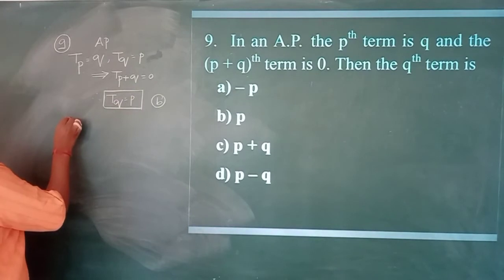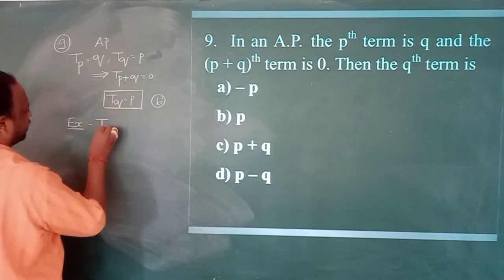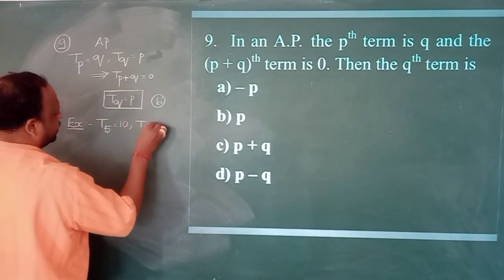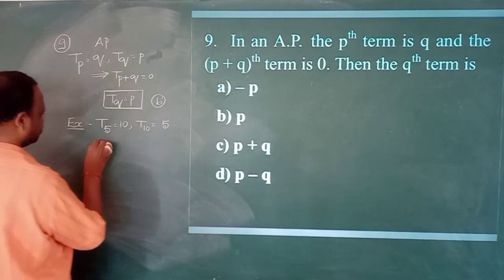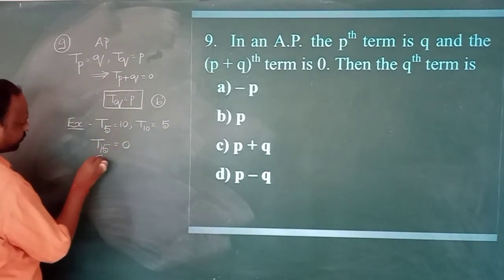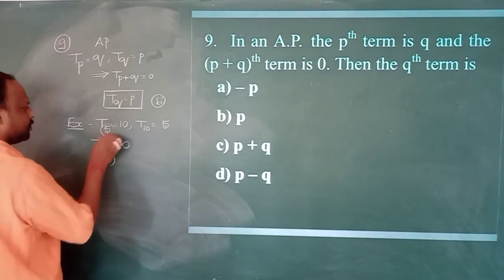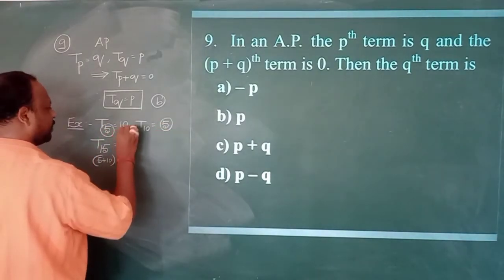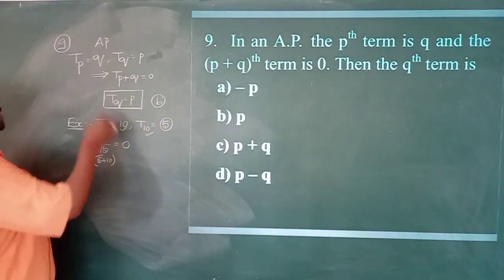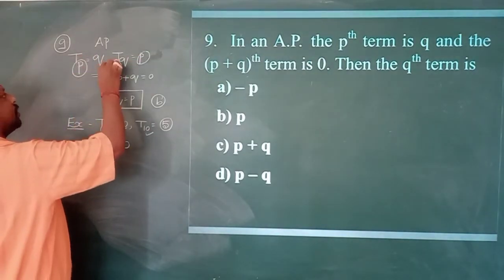For example, if I take T5 is equal to 10, T10 is equal to 5, T15 is always 0. This 15 can be written as 5 plus 10. You can observe here this 5, 10, 10. So whenever this is matching, observe P here, Q.